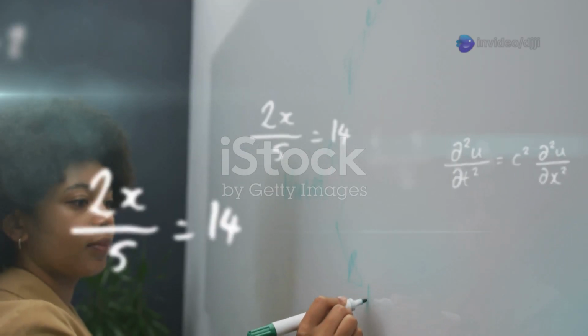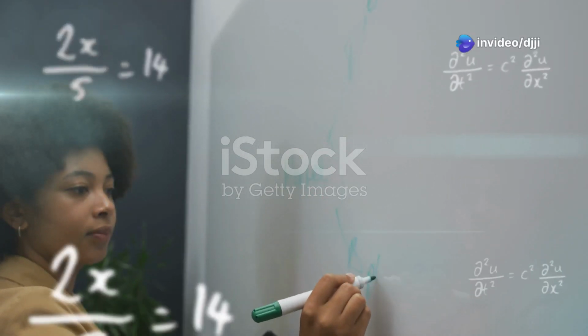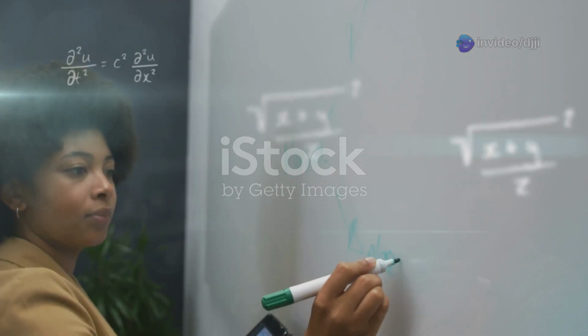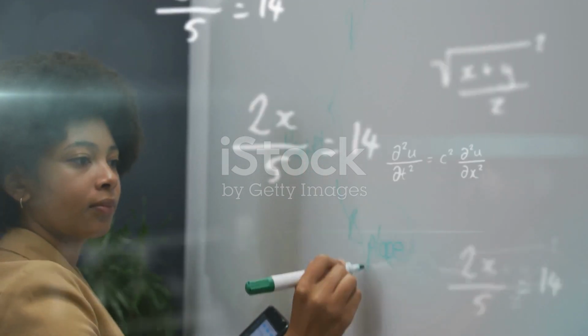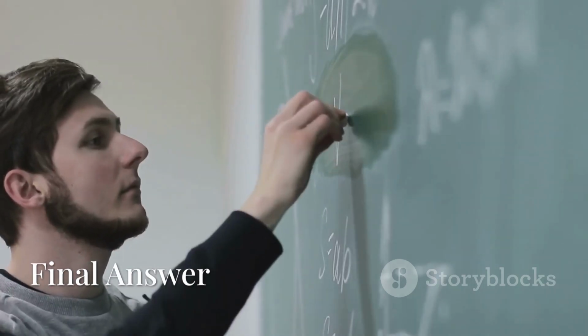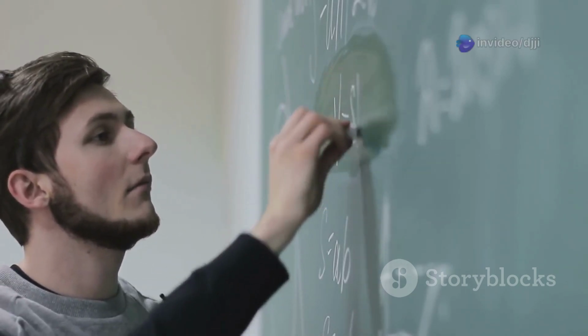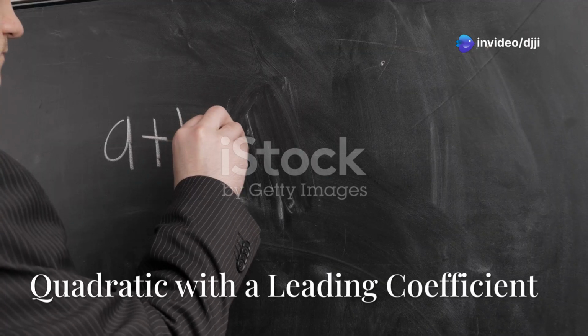Step 4. Solve each equation. X plus 2 equals 0, which means x equals negative 2, and x plus 3 equals 0, which means x equals negative 3. Final answer, x equals negative 2 or x equals negative 3.